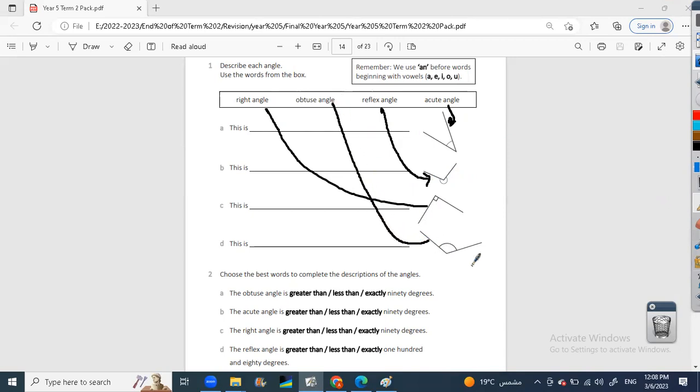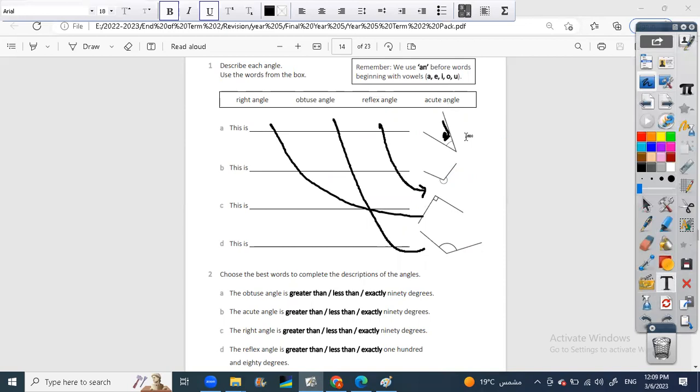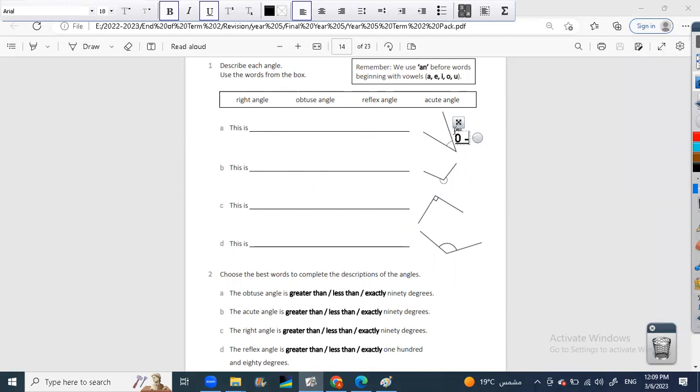What is so special about them? An acute angle is between 0 degrees to 90 degrees. But that right angle is exactly 90 degrees. The obtuse angle is between 90, so it's more than 90, and less than 180 degrees. What about the reflex, Mr. Ahmed? The reflex angle is more than 180 degrees and less than 360 degrees. Study this, guys. Memorize them very well.